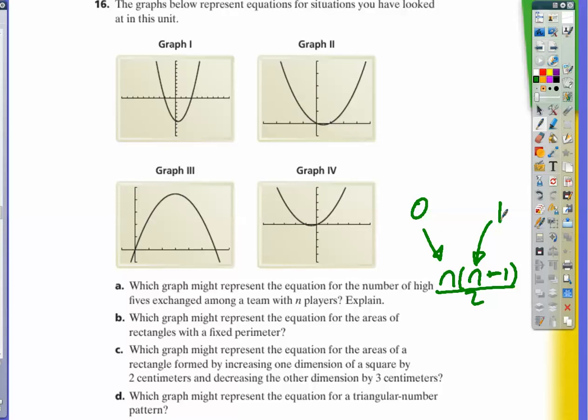And so we can go through and we can eliminate all graphs that do not have x-intercepts of 0 and 1. Nope, nope, nope. That's a 0 and negative 1. So therefore, A is going to match with 2.